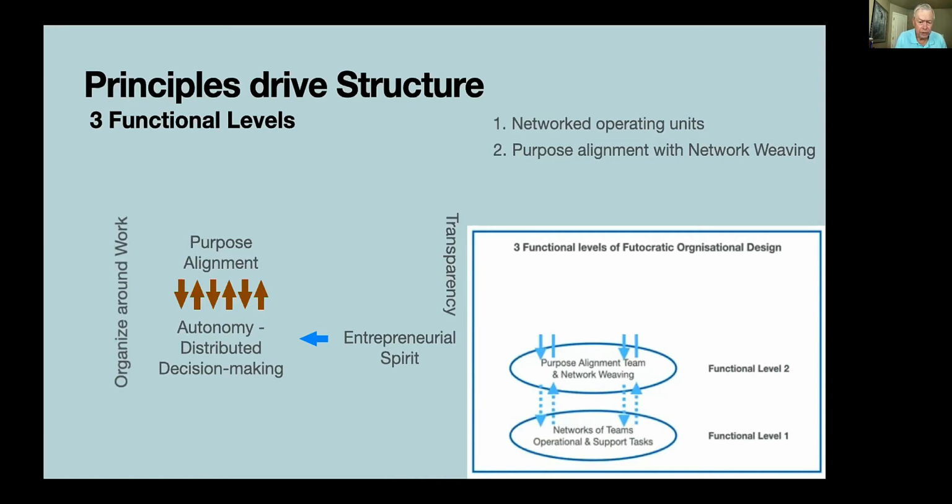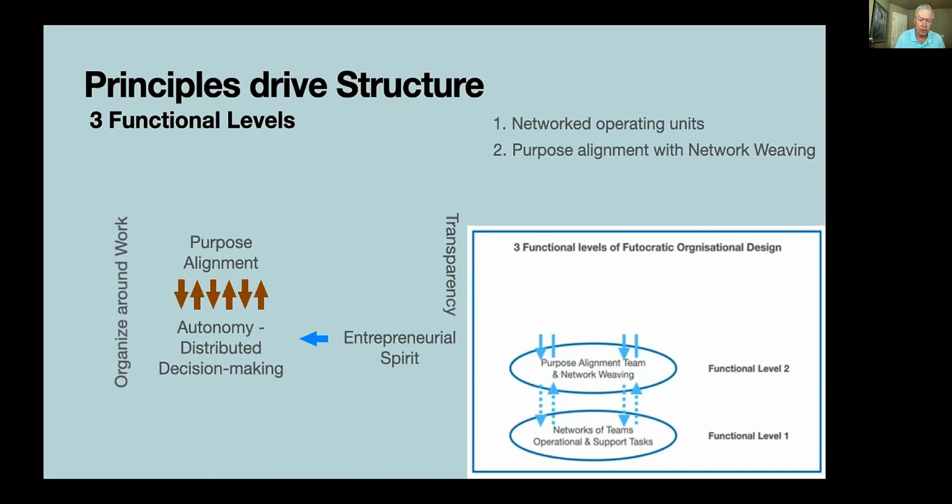The positional of the level 1 is really where the work is accomplished. The networking of teams. This is the operational support task throughout the organization. But you see there's a tight connection between level 1, level 2, such that there's purpose alignment that is overseen not positionally, but communications such that the alignment team sees issues, sees opportunities, doesn't mandate action, but convenes teams or convenes groups of people to create action that is needed.